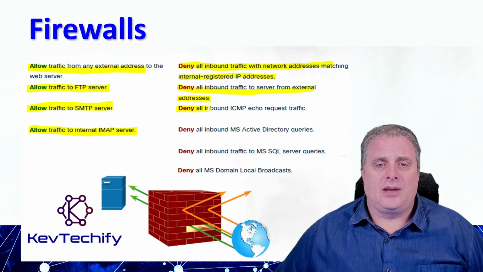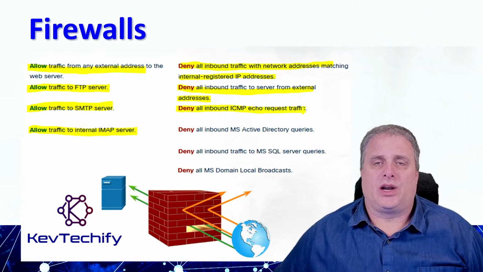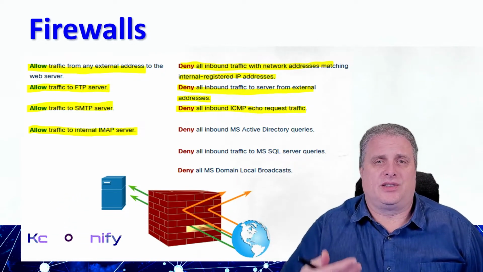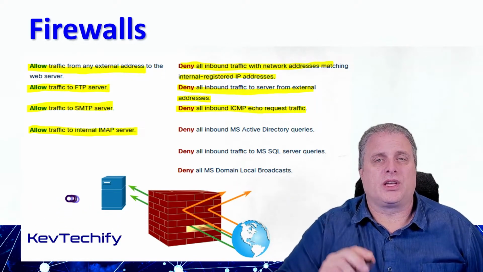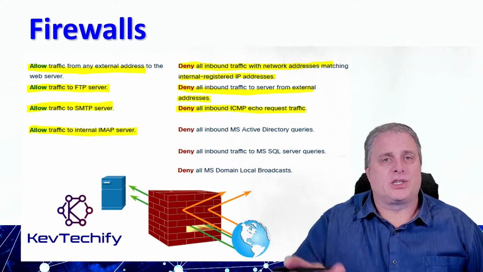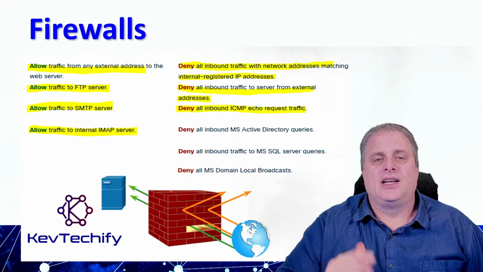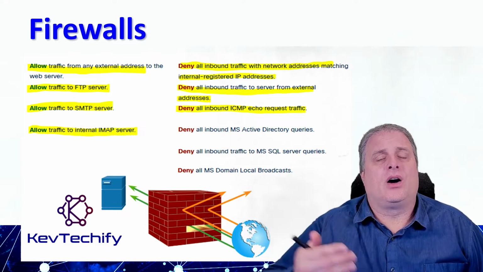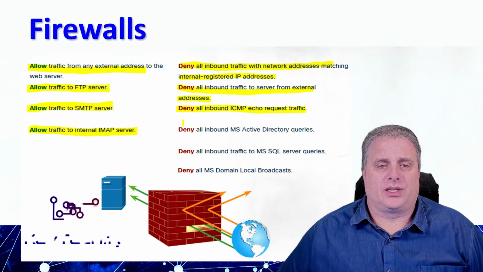Deny all inbound ICMP echo request traffic. We don't want people to ping our internal devices to figure out what our network looks like and what devices we could have, and do a ping sweep and then do a port scan on it. That just introduces vulnerability. So let's deny all those ICMP, all those ping echo requests.